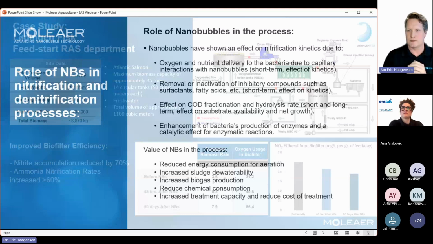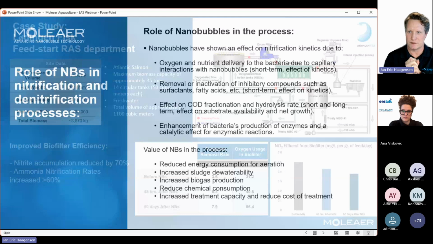So this part is something that we've seen much more research on, and this is in fact the real reason for why we're so efficient. All in all, the value of nanobubbles in this process is the potential reduction of energy consumption for aeration.